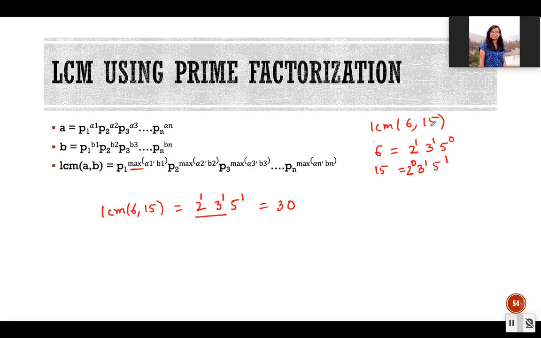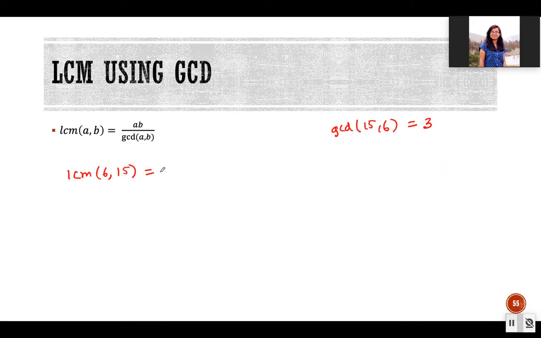You can verify this using prime factorization. To find the GCD of 6 and 15, I have to take the minimum power of the common prime factors. For 2 it's the min of 1 and 0, which is 0; for 3 it's the min of 1 and 1, which is 1; and for 5 it's the min of 0 and 1, which is 0. So that's 3. Now let's calculate the LCM: 6 times 15 divided by 3 is 2 times 15, which is 30.